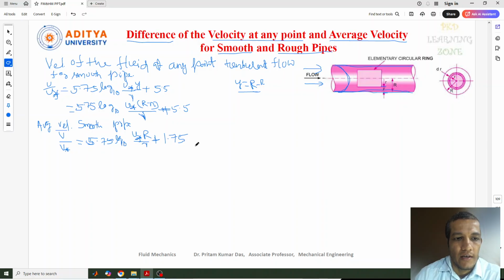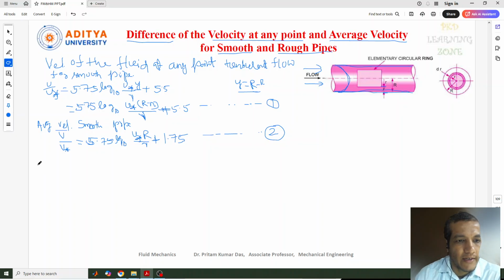Now, this one we can call equation 1, which was derived previously. This is equation 2, which we also derived in the last video lectures. So you can see these two equations. Now we need to identify the differences between the velocity at any point and the average velocity. So the differences we can write.